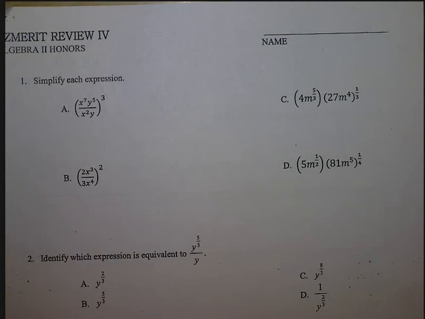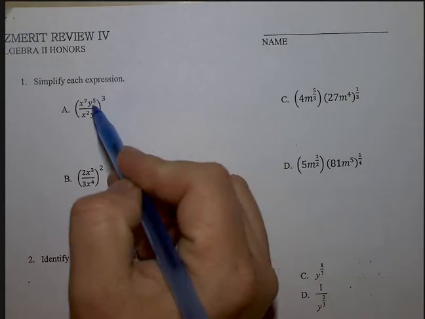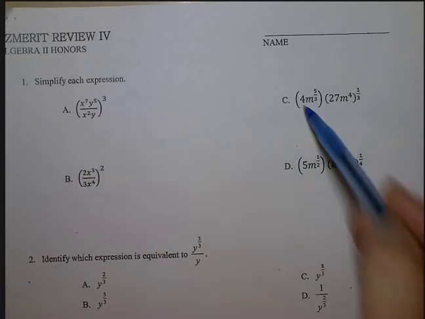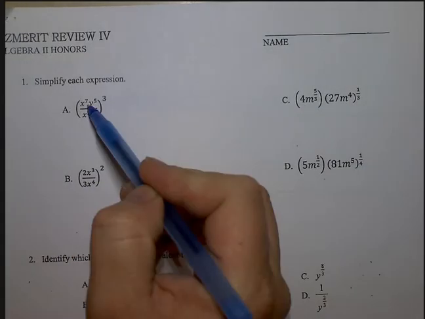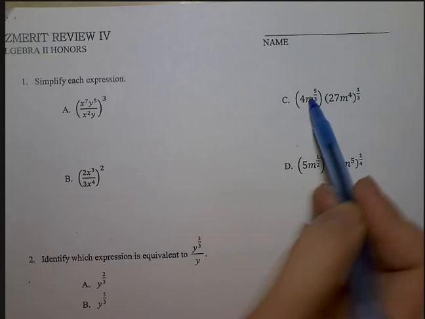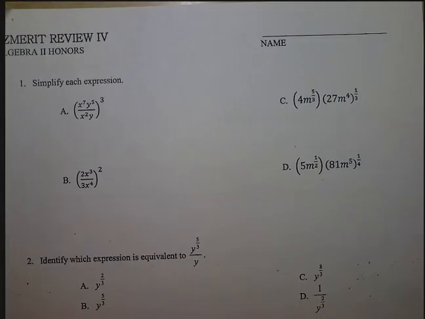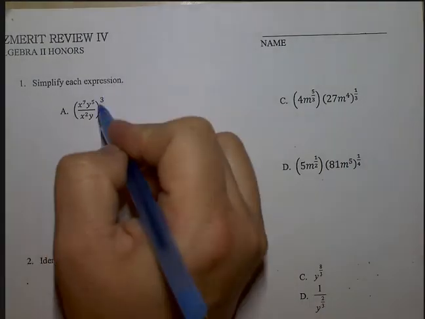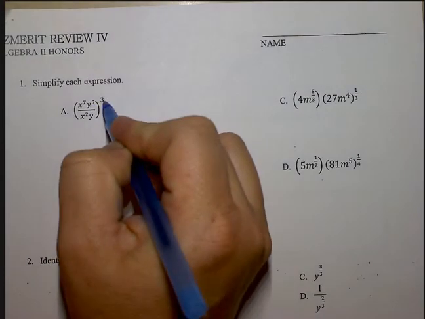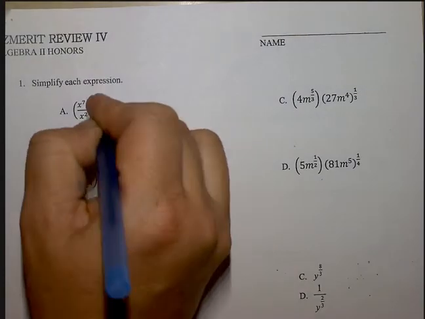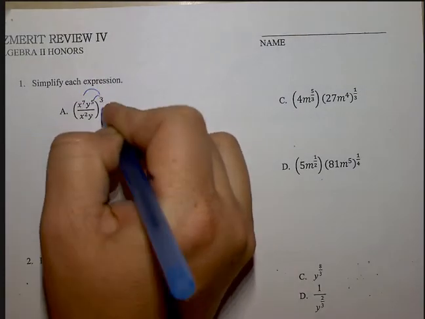AZMerit review number 4, and we're going to start by doing A is like B and C is like D. So I'm going to slow down and explain how to do A and C, and then I'll go quicker through B and D. When you have an exponent raised to a higher exponent, you're going to distribute, and when you distribute, you're going to multiply.